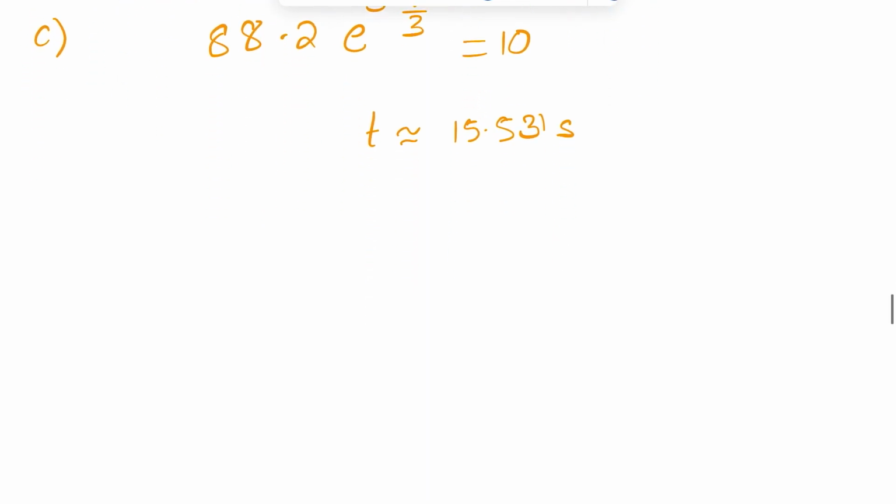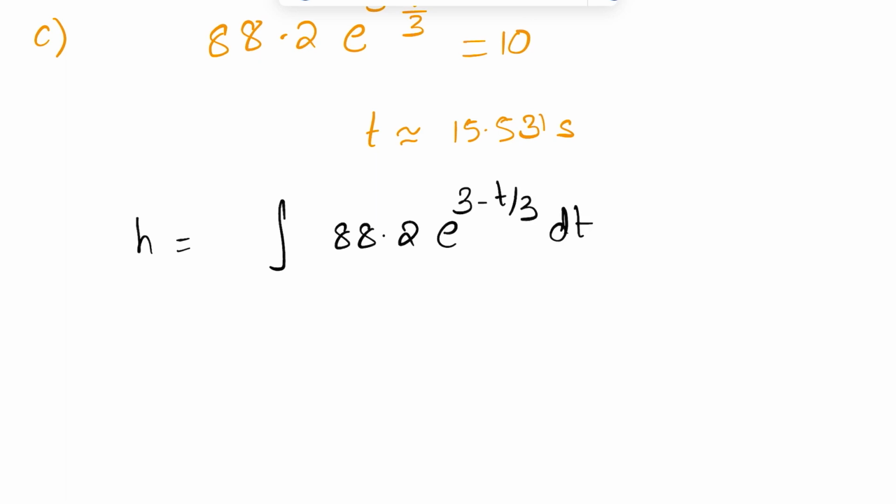Now I want to find the depth. In order to find the depth, you have to find the integral. Integral of 88.2 e to the power of (3 minus t) upon 3 dt, from the moment it reaches the sea till the depth, which is nothing but from 9 to 15.531. Then use the GDC. You should be able to get this answer as 235 meters.